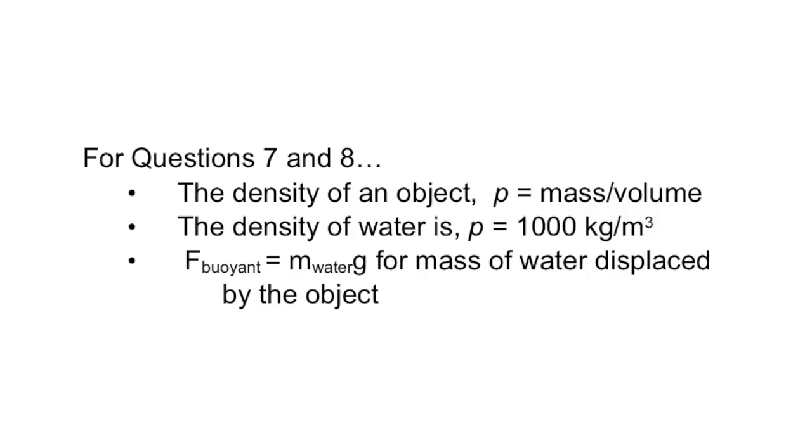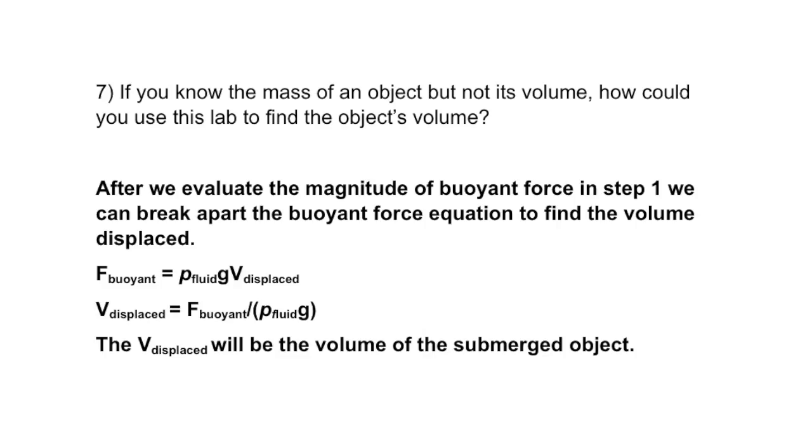For questions 7 and 8, the density of an object, rho, is equal to mass divided by volume. The density of water is 1,000 kilograms per meter cubed, and the buoyant force is equal to the mass of the water times gravity. Question 7. If you know the mass of an object, but not its volume, how could you use this lab to find the object's volume? After we evaluate the magnitude of buoyant force in step 1, we can break apart the buoyant force equation to find the volume displaced. As you can see throughout the evaluation of the equation, the volume displaced will be the volume of the submerged object.